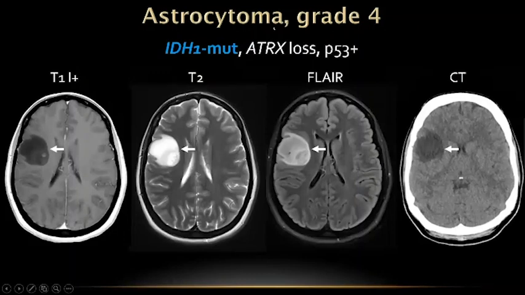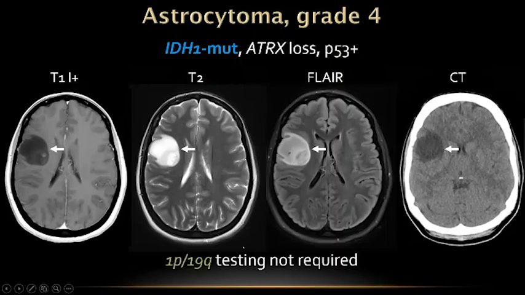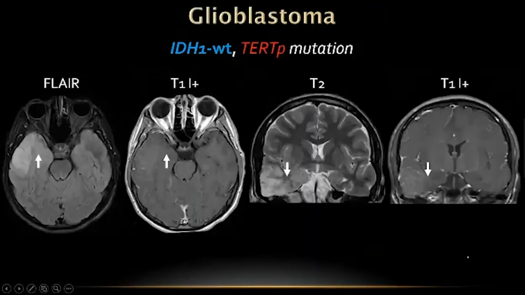And then we have a grade 4 astrocytoma where it doesn't look all that bad on imaging, but it has this characteristic ATRX loss, which means biologically aggressive grade 4, poor prognosis. And so this is a situation where the molecular definition now gives you this new classification of the grade 4 astrocytoma. No 1p19q testing required because we have the definitive molecular feature of an astrocytoma.